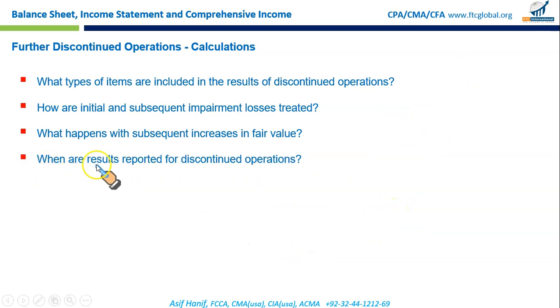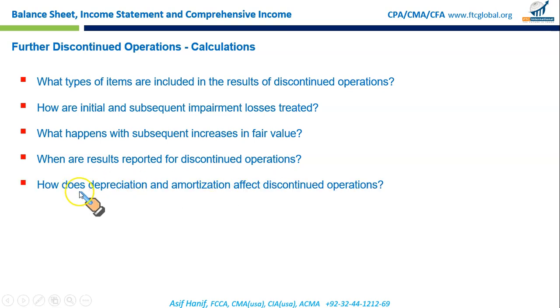Next question says, when are results reported for discontinued operations? Well, results are reported in discontinued operations during the period the component is either disposed of, you kill it off, or you decide to classify it as held for sale. I'll discuss it as we proceed.